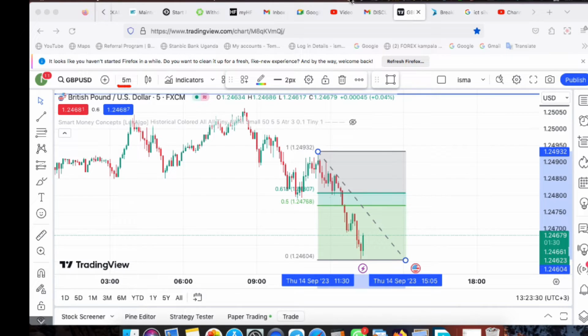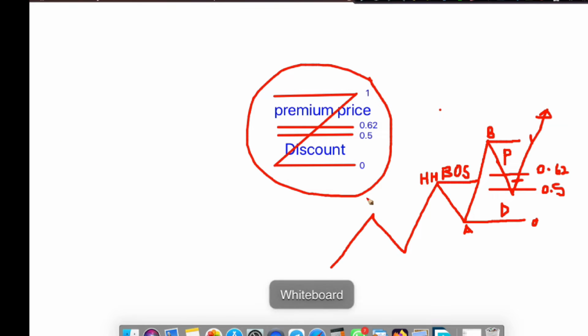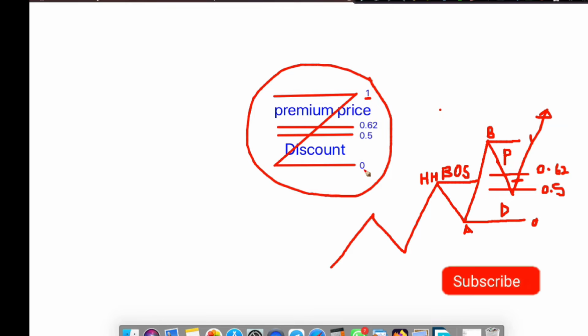Reason being, let me just go with our illustration. Let me first go with our illustration. So this is an illustration of the Fibonacci levels you should consider. We're going to consider 1, we're going to consider the equilibrium level, and then we shall also consider the 0.0 or the 0 Fibonacci level.